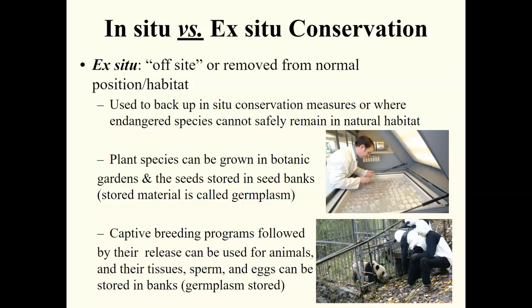There are also similar programs for animals where we can captively take animals to another location, breed them there, and then hopefully re-release them back into their native habitat. Zoos are also a good example of an off-site mechanism, and a lot of times zoos are doing this. They are breeding organisms there and then reintroducing them back into the wild when they're ready.